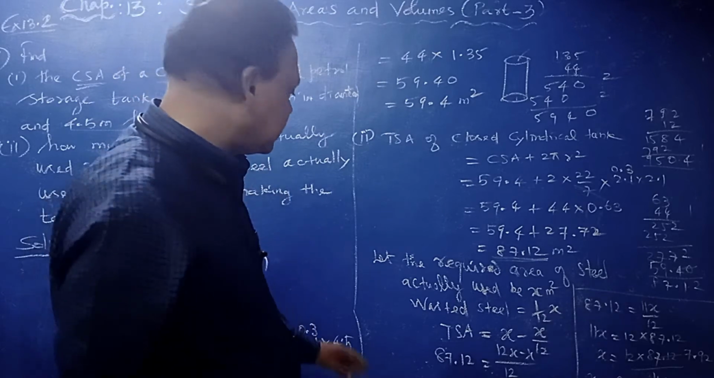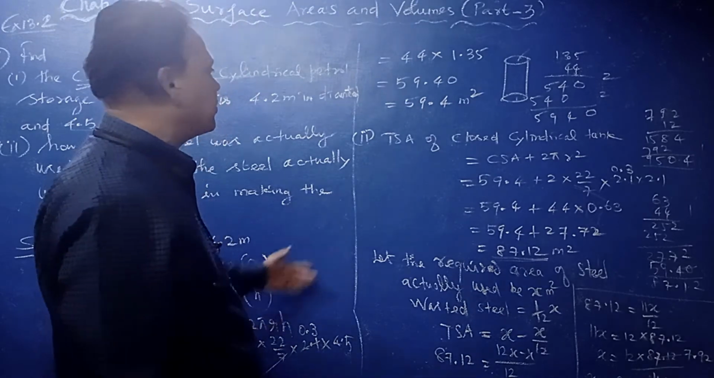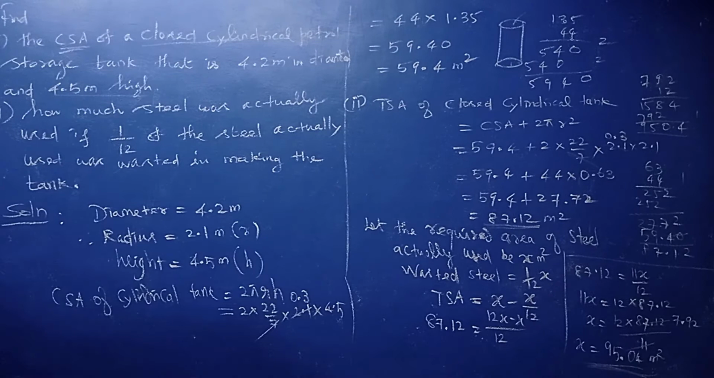So here this idea is very important. Normally you can find out CSA, and use that CSA to find out TSA.